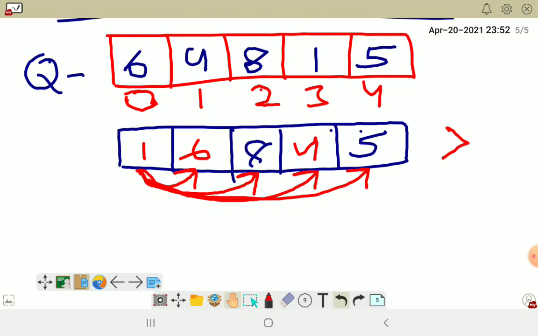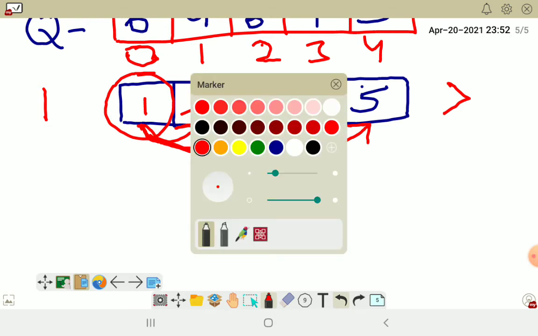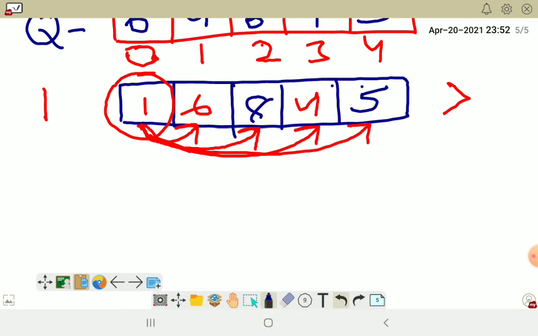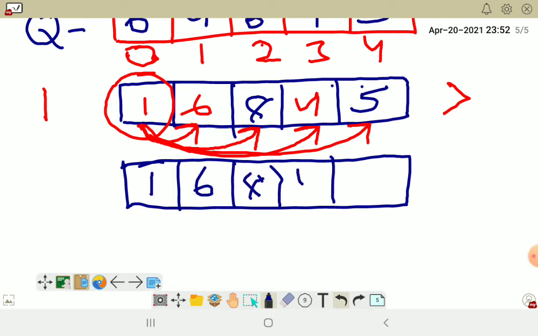So let me draw the program again. Whatever we did, we need to write here that we did step number 1. In the first step all this happened and you got the result as 1. Fine. So now next, let's draw the block again. What are the numbers you got? First you got 1, then 6, then 8, then 4, then 5.